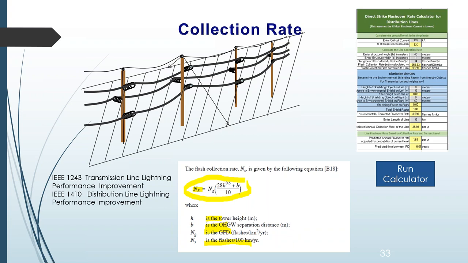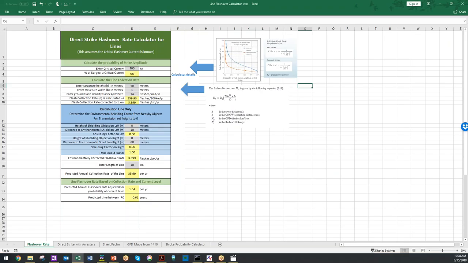And I have a calculator here again that's in the folder. Maybe I'll bring it up right now. Okay, where's it coming up? There we go. So this is a calculator that we're going to use for a couple different things here. But one of the things it'll do is, for any height or amplitude of tower, give you the collection rate based on its structure and the ground flash density.